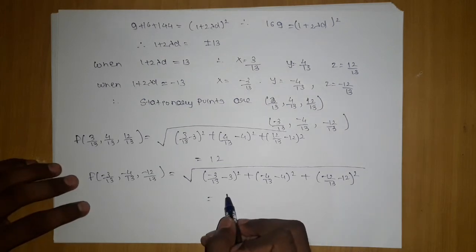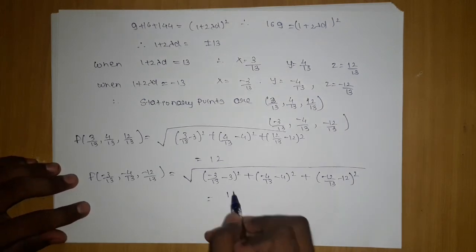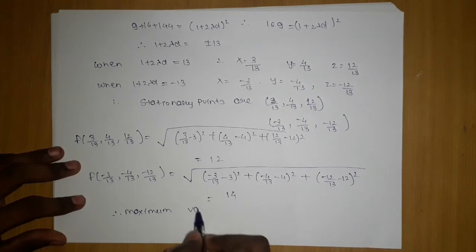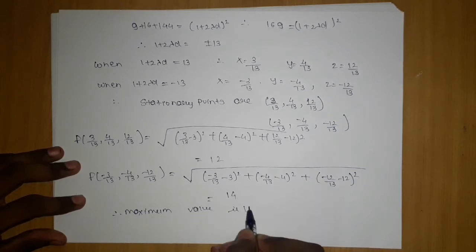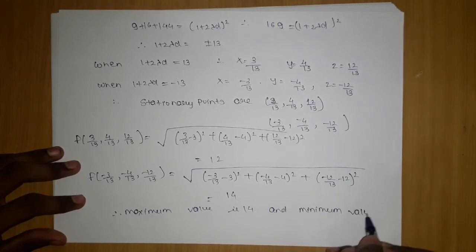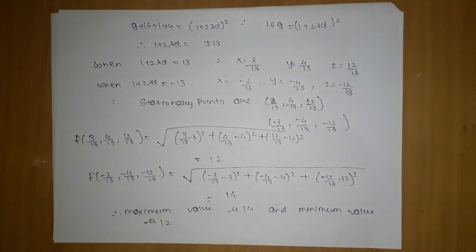So we are having 14. Therefore the maximum value is 14 and the minimum value is 12. So we are done with this problem.